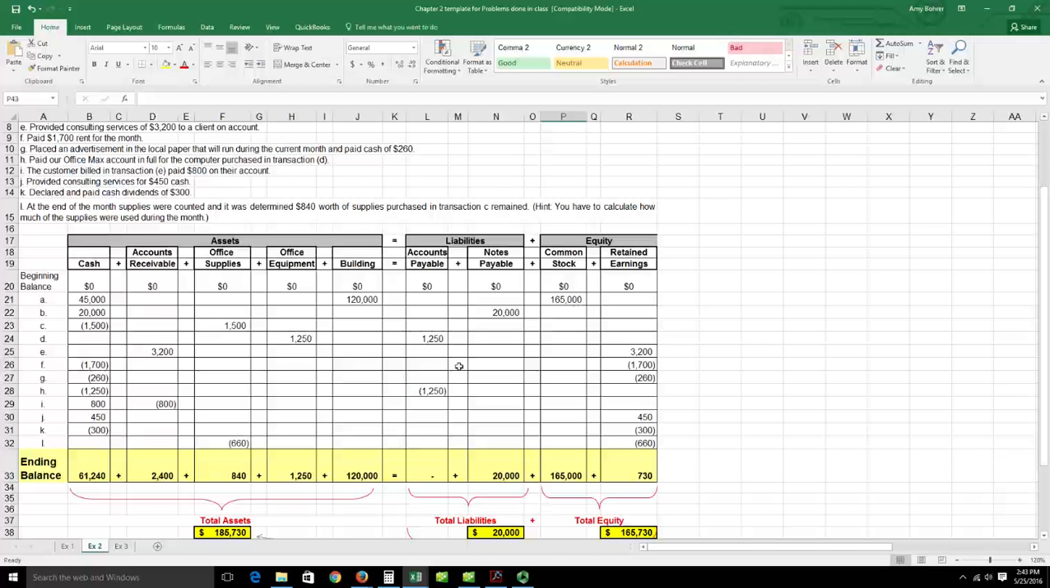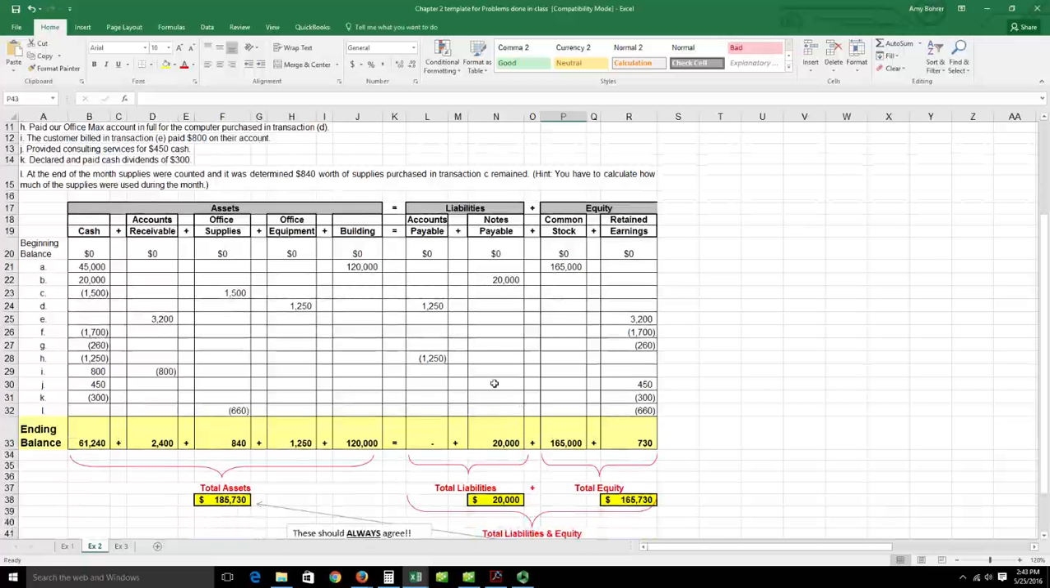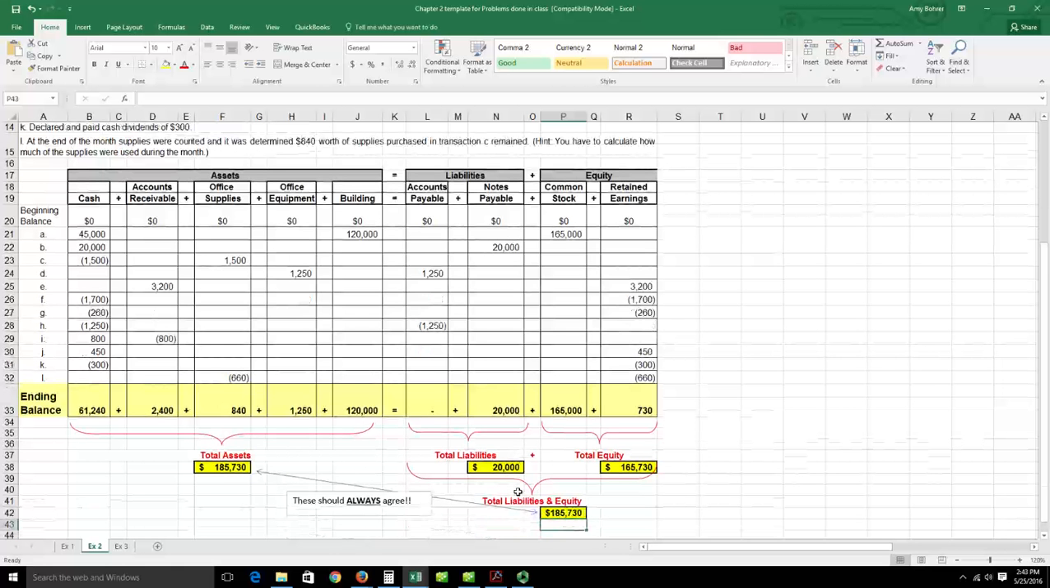Okay, maybe something was supposed to be a negative and you entered it as a positive, and that will throw you off at the end. But with every single transaction, you have to make sure that your accounting equation is in balance, because if not, you get down to the end, then you're going to be out of balance.